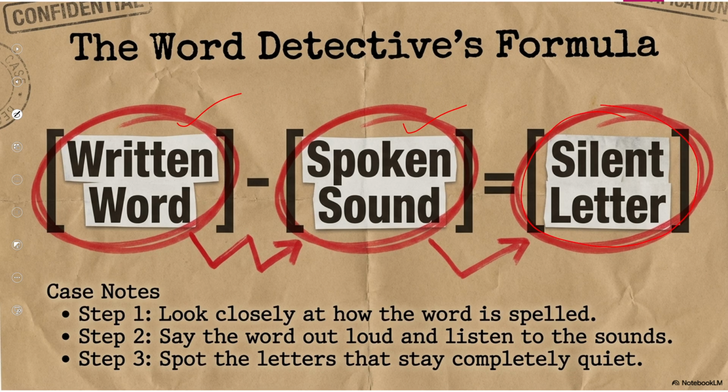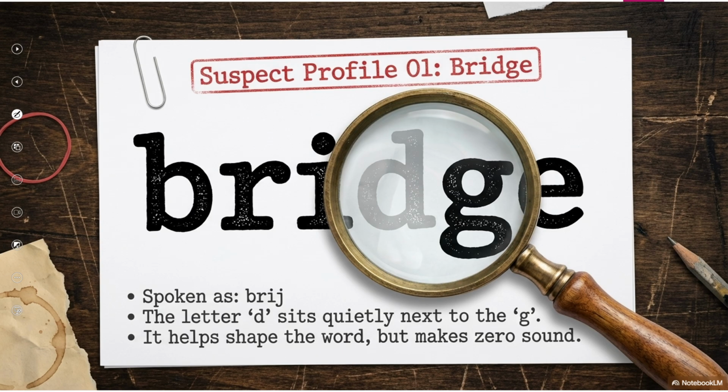Let's see the steps. Step 1: look closely at how the word is spelled. Step 2: say the word out loud and listen to the sounds. Step 3: spot the silent letters. They stay completely quiet. We have some examples.